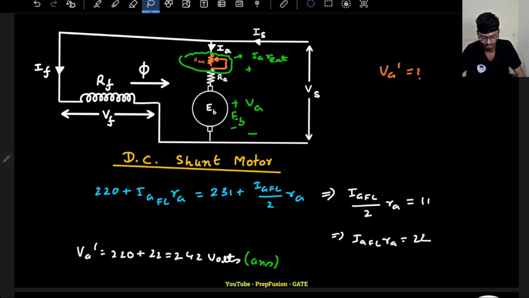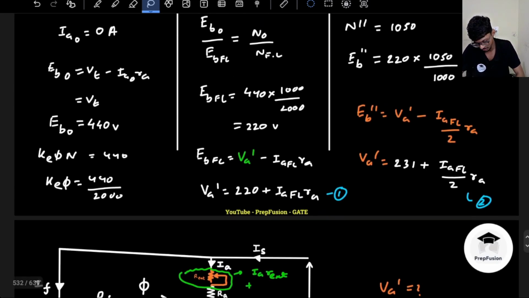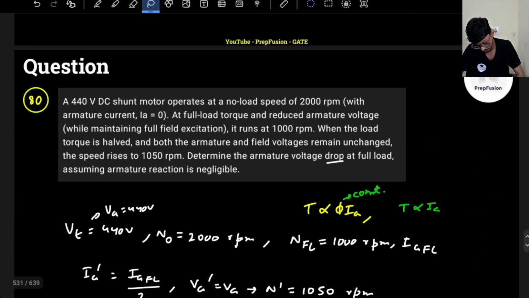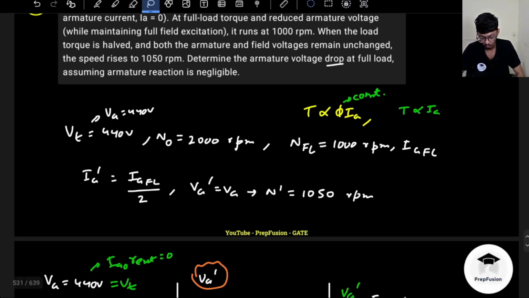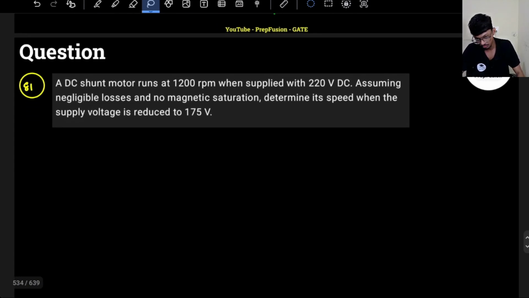This is the answer basically. Okay, so yeah, this will be the answer for this question. So let's now move on to the next question. This question was actually pretty good, and I hope now finally the armature voltage control is totally clear to you. Okay, so yeah, let's now move on to the next question.